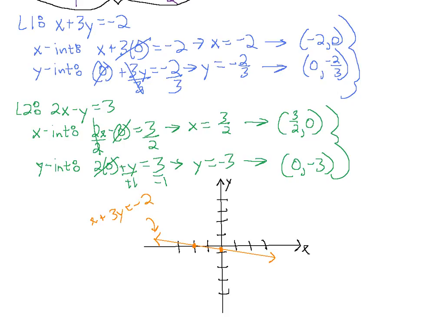All right, so let's go ahead and graph the second line. The second line goes through the point (3/2, 0) and the point (0, -3). So we can connect these two points, and we get an idea of where they intersect and how they relate to each other. This line goes infinitely in both directions and is described by the linear equation 2x minus y equals 3.